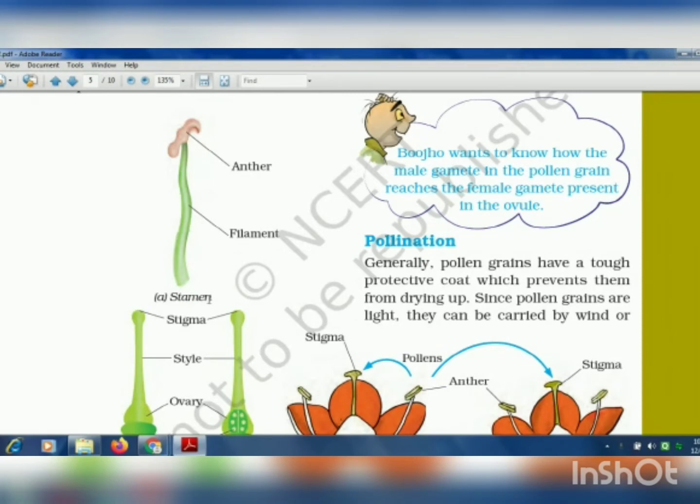So in this figure, it is shown very clearly that a stamen consists of a filament, this tube which is called the filament, and on the top this structure which is called the anther, on which you have the pollen grains, and these pollen grains contain the male gametes.